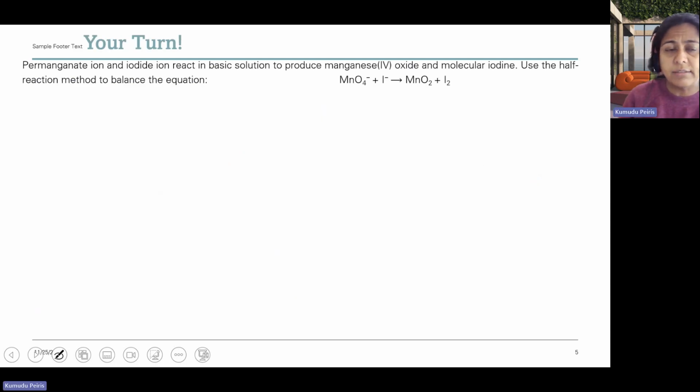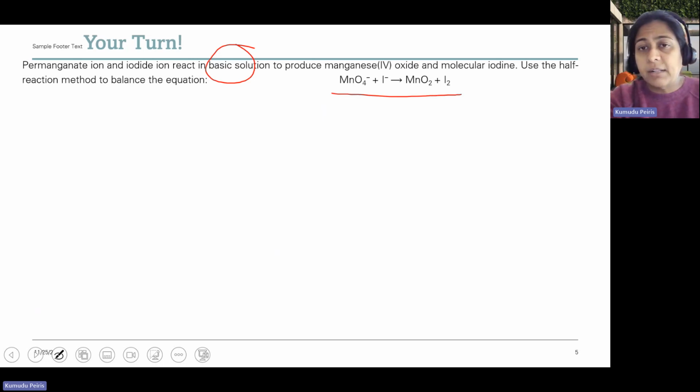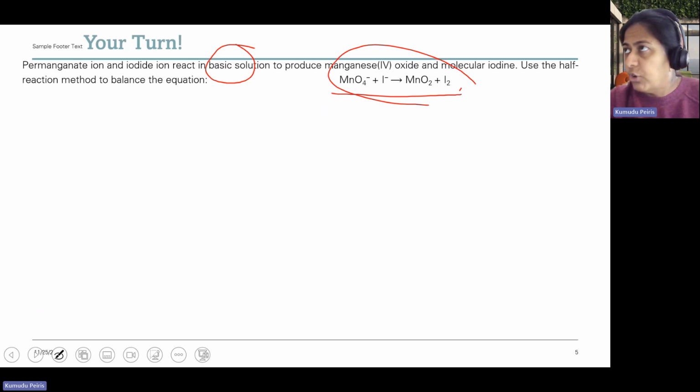Right. The next one is for your turn, for your practice. Here I'm going to talk about the redox reaction between permanganate ions and iodide under basic conditions to produce manganese dioxide and molecular iodine. So if I put the wording into chemical formulas, this would be the reaction, right? So first of all, we should find what is oxidizing and what is reducing, right?